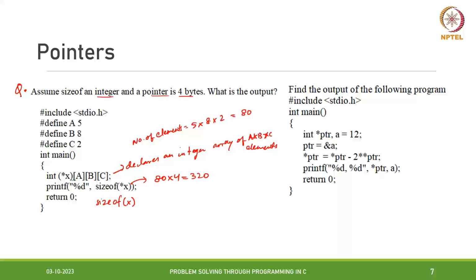Now what if I write sizeof(x)? It will only print the size of the pointer, and the size of the pointer is 4. So it will print only 4 here. But here it will print the total number of elements into the size of one integer, which is 4. So in total it will print 320. But this will print only the size of one pointer, because x is the pointer. Star x is the entire array. Is it clear? So the answer for this question will be 320.